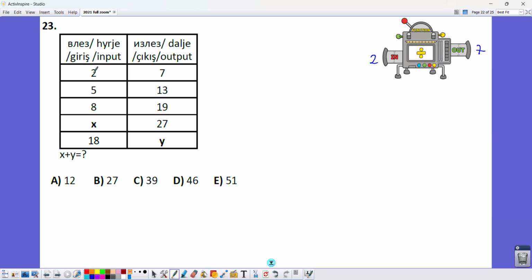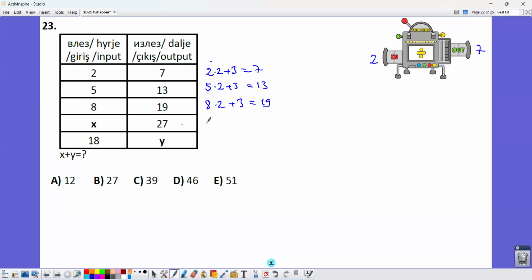I will check 2 times 2, 4, plus 3, 7. Here, 2 times 2 plus 3 is 7. Let's check the second one: 5 times 2 plus 3, 10 plus 3, 13. So it works here also. 8 times 2 plus 3, 16 plus 3, 19. So as you see, it works in all of them.